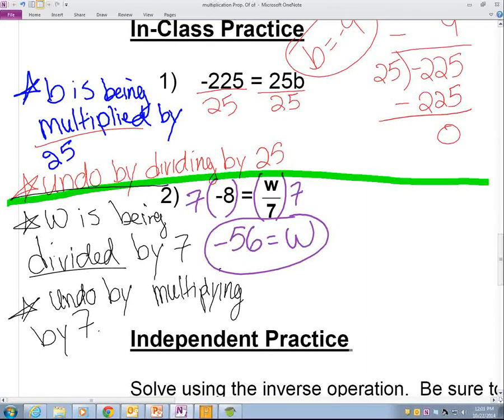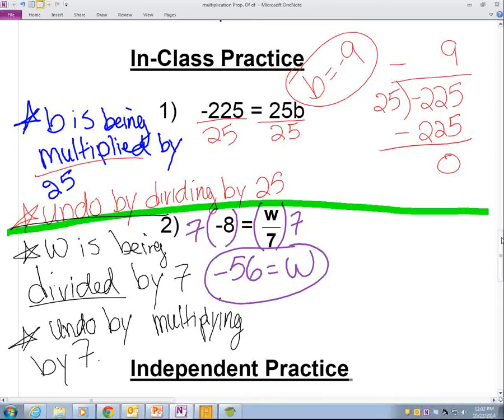Anyone have any questions about that? No? Everybody got those correct? Now, if you are struggling at all to understand any of this, you should write down what I wrote down as far as the words go, because that's the thought process you should be having while doing this.